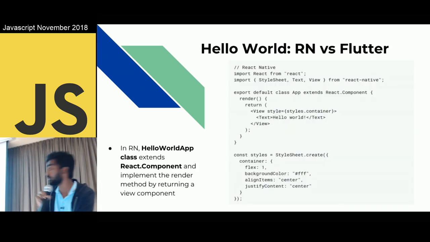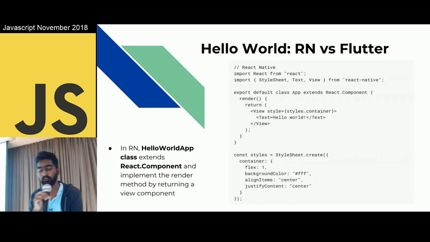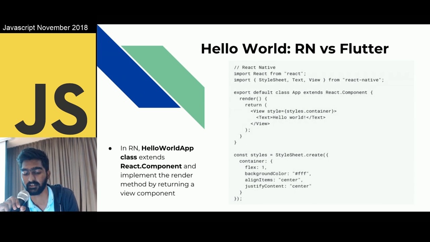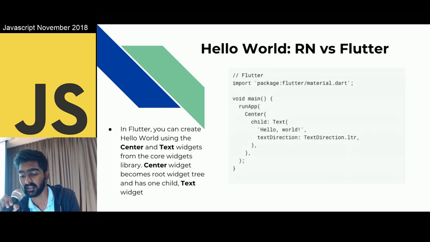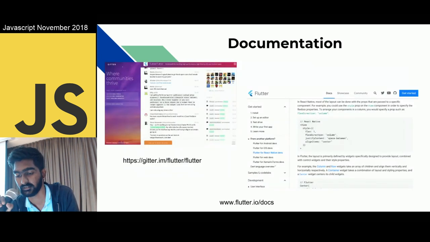And Hello World, this is the code for React Native. The HelloWorld class extends React Component and implements a render method by returning a View component. You feel like it's okay, but it's less with Flutter. Using just a Center and Text widget from the core widgets, it has just one child, which is called a Text widget. And you just put Hello World in there.